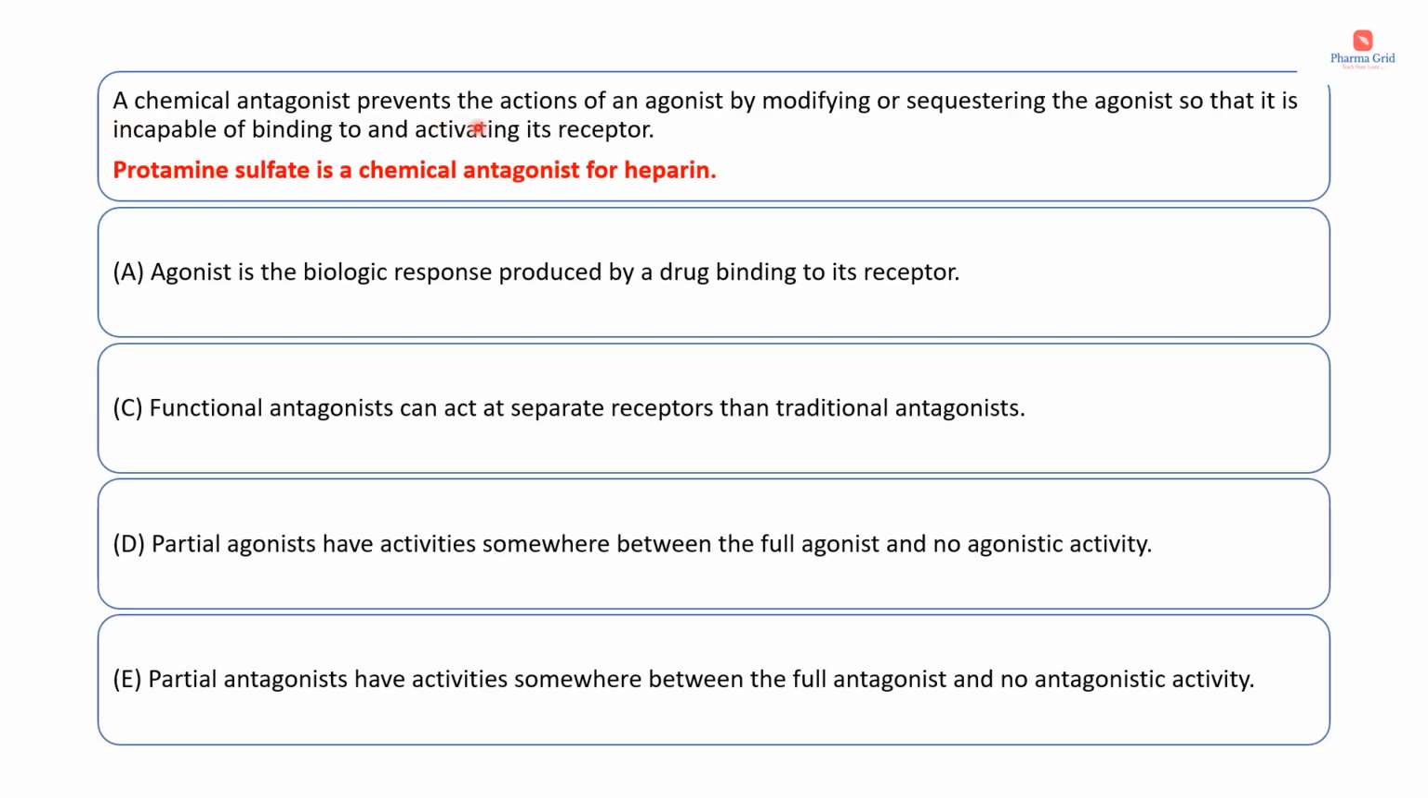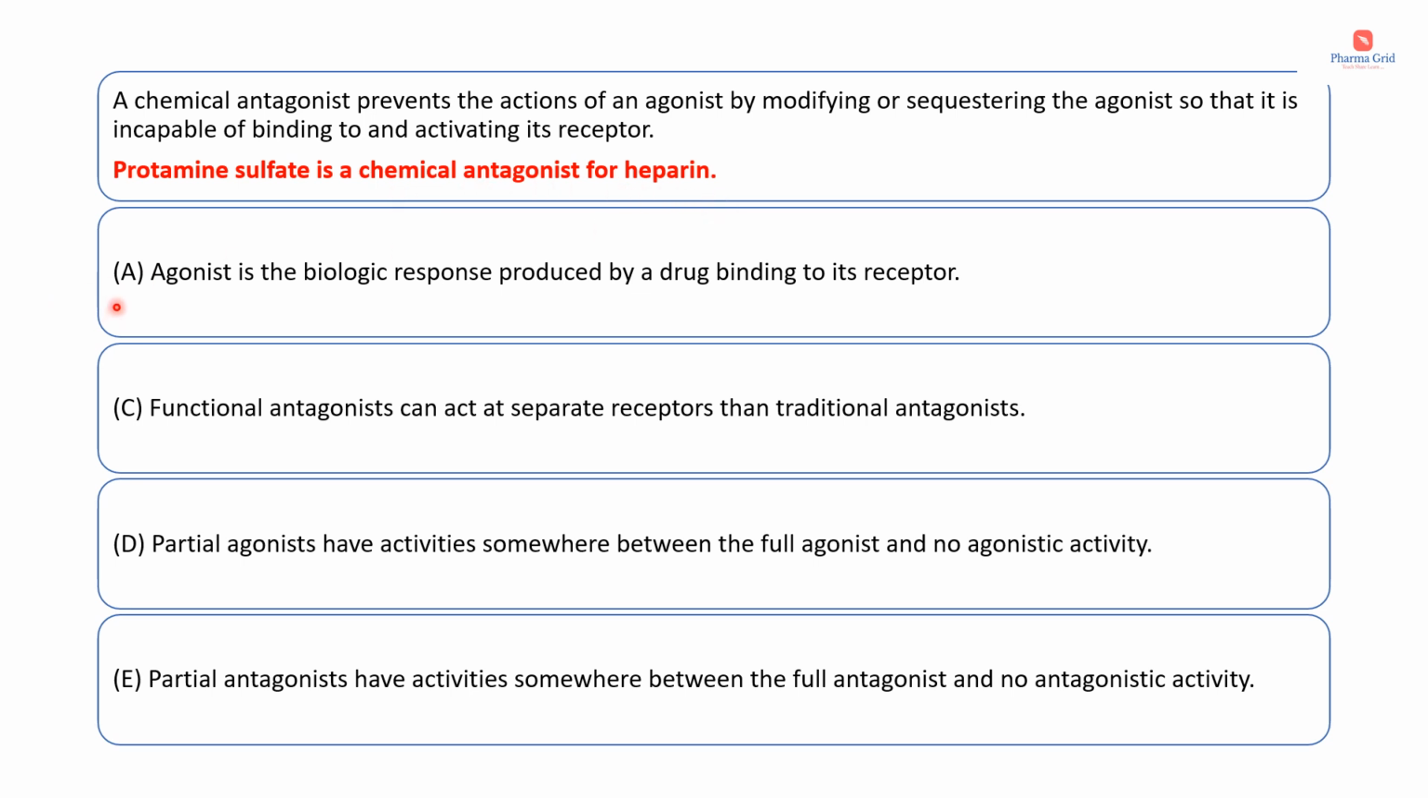A chemical antagonist prevents the actions of an agonist by modifying or sequestering the agonist so that it is incapable of binding to and activating its receptor. Protamine sulfate, which is an antidote for heparin, acts as a chemical antagonist for heparin.